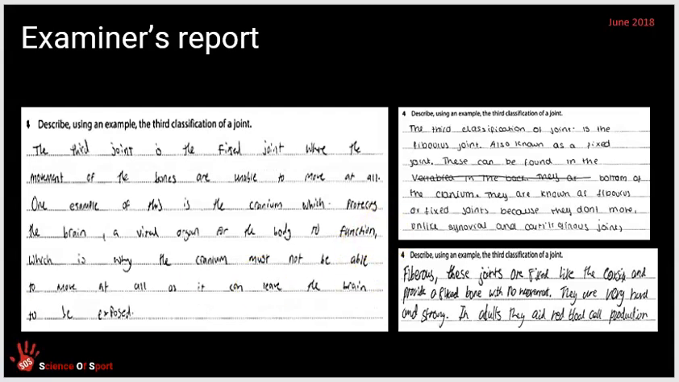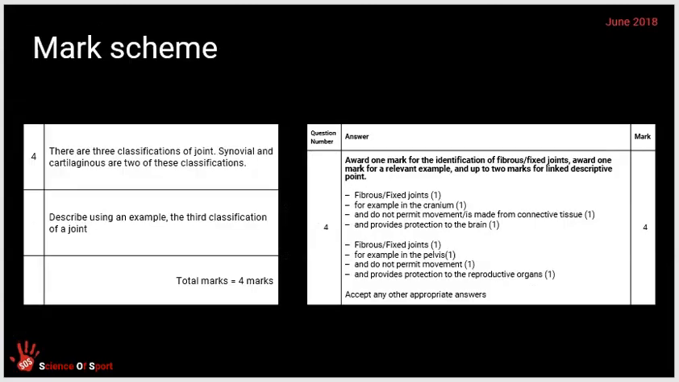So again, please take time to look at the examiner's reports. They tell you a lot. So here's the mark scheme. It gives you a couple of different options because there's more than one example, of course. But there we go. Fibrous joint, cranium is the example, no movement, protection. Another example could be fibrous joint or fixed joint, pelvis, no movement, protection of the reproductive organs.